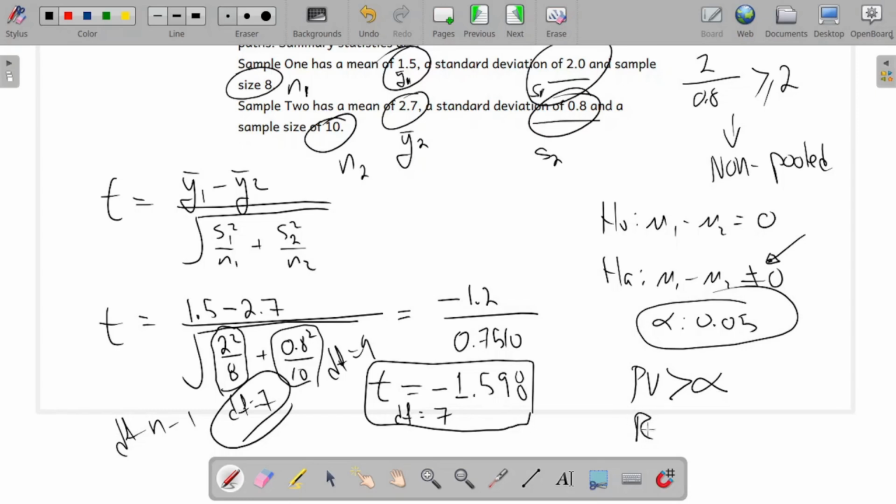This leads to a fail to reject the null hypothesis. Put the cart somewhat ahead of the horse on that one. Fail to reject H null. And there we go.